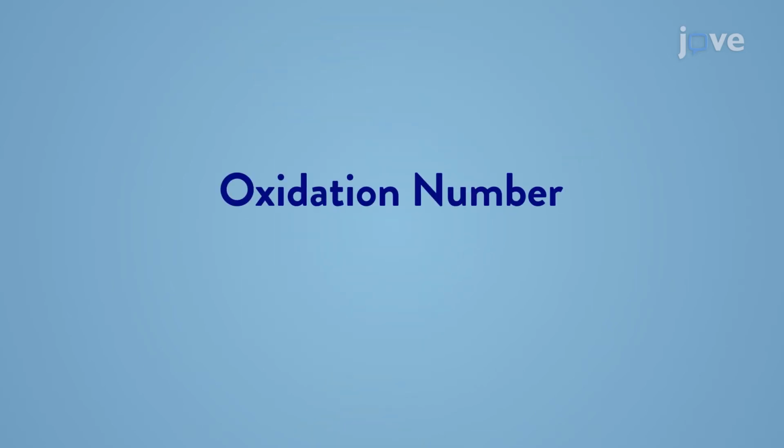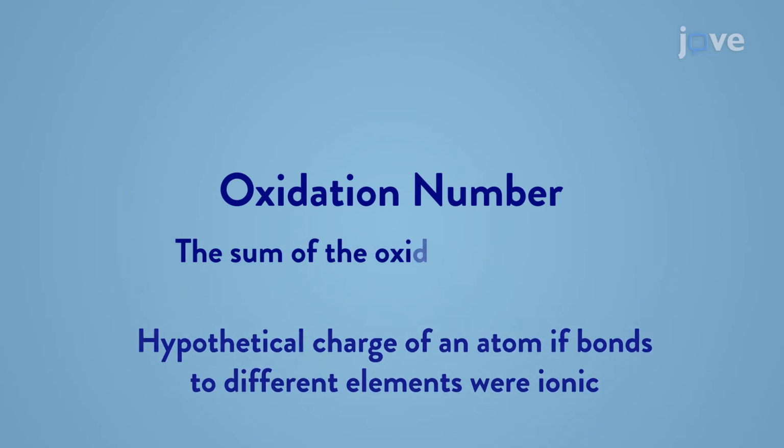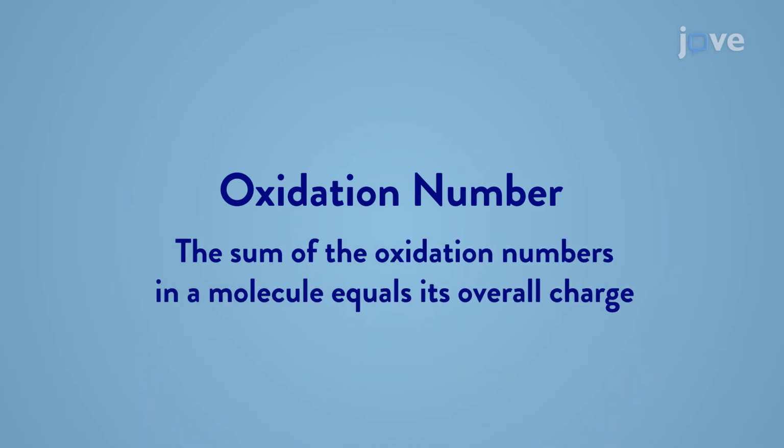To do this, we track the oxidation number of each element as it goes from reactant to product. The oxidation number is the hypothetical charge that an atom would have if its bonds to different elements were ionic, meaning that the electrons are assigned to the more electronegative atom. The sum of the oxidation numbers in a molecule equals its overall charge.